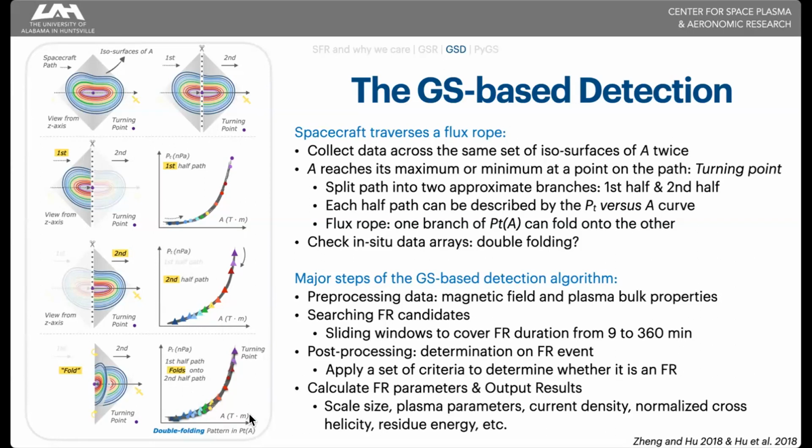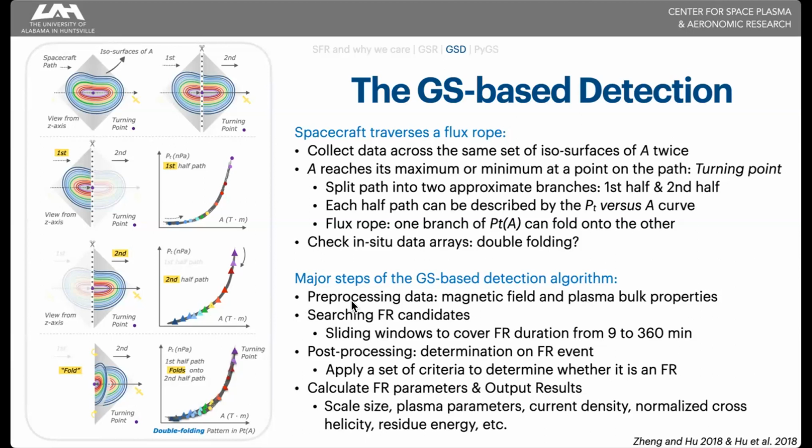Then for a flux rope-like structure, one branch of PT versus A can fold onto the other. This is called double folding pattern in PDA. Then back to in situ data arrays, we can check if there is such a pattern. Here are some major steps of the detection algorithm.